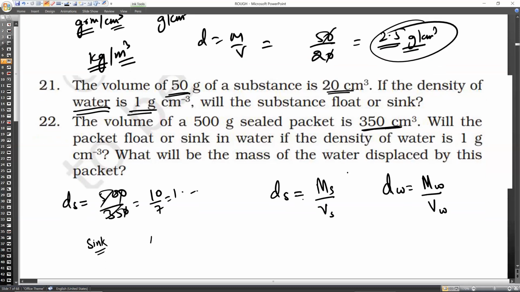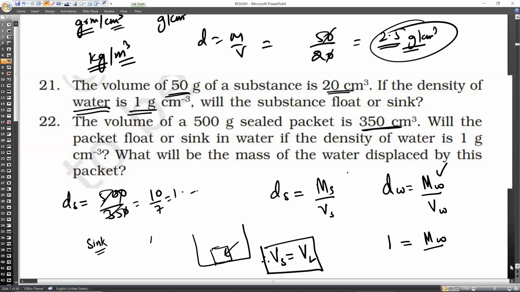Okay. Now what is being asked is the mass of the water displaced by this packet. So you need to find the mass of the water. You have to write here density of water is equal to 1. You have to find the mass of the water, but you don't know the volume of the water because the volume of the water is not given, the volume of the substance is given. But when something sinks in the water, the volume of the water displaced is always equal to the volume of the solid. Keep in mind always that volume of solid is always equal to volume of the liquid displaced.